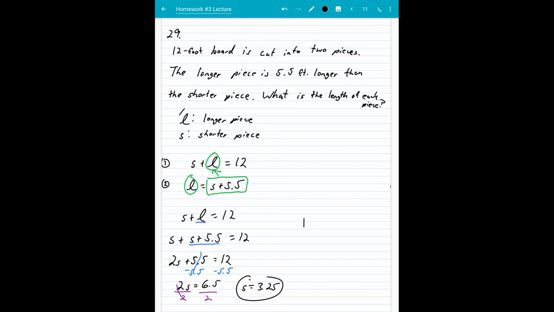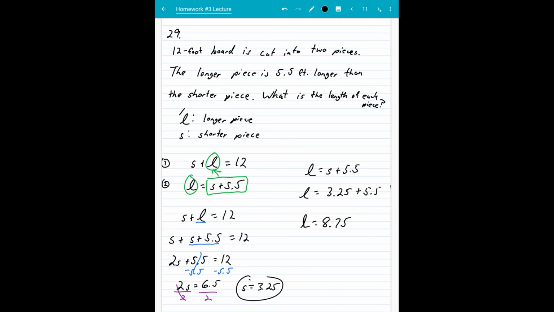So L is equal to S plus 5.5. We figured out what S is. Instead of writing S, we're going to put 3.25. 3.25 plus 5.5, and adding those two together, we get 8.75. L is equal to 8.75. And that would be our answer.